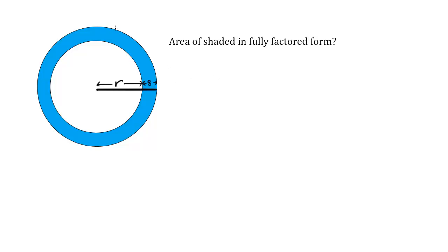What is the area of the shaded part here, this little blue ring, in fully factored form? The answer is 16 pi r plus 4. Let's work towards this answer.